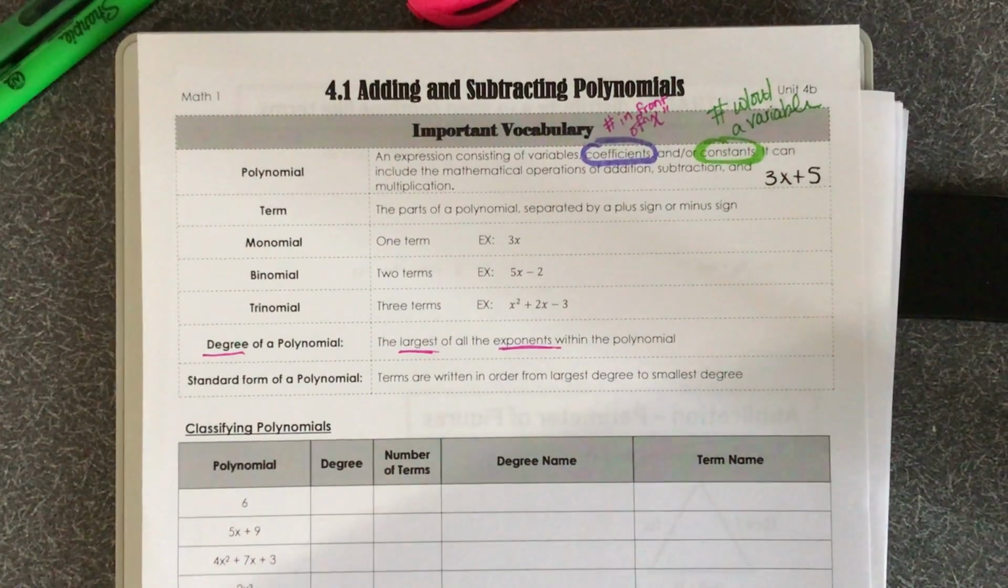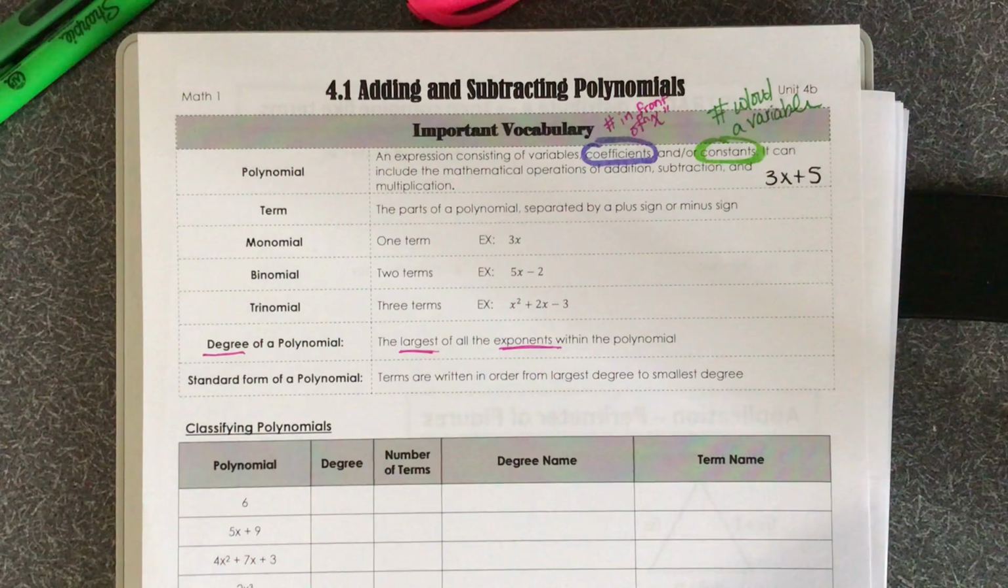This degree is important when you go to Math 3, because the degree leads us to other big overlying concepts that go into solving polynomials.